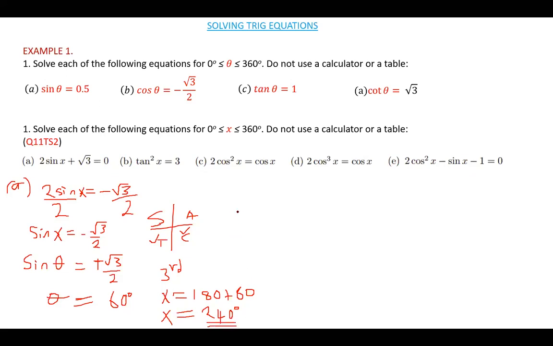Then you move to the fourth quadrant. So in the fourth quadrant, your x is going to be equal to 360 degrees minus 60 degrees. Then you find your x to be 300 degrees.